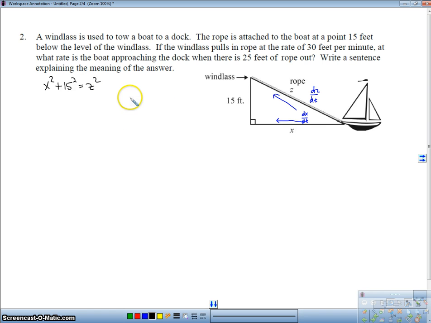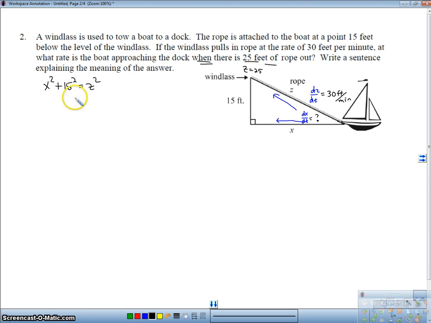Now there's no secondary relationship going on, so let's see what else I have. I know that the boat is 50, okay, so that's already labeled. I know that dz dt is 30 feet per minute. All right, so that's happening all the time. At what rate is the boat, so I'm looking for dx dt, when there's 25 feet, so when z is 25. Okay, so I'll plug that in later.